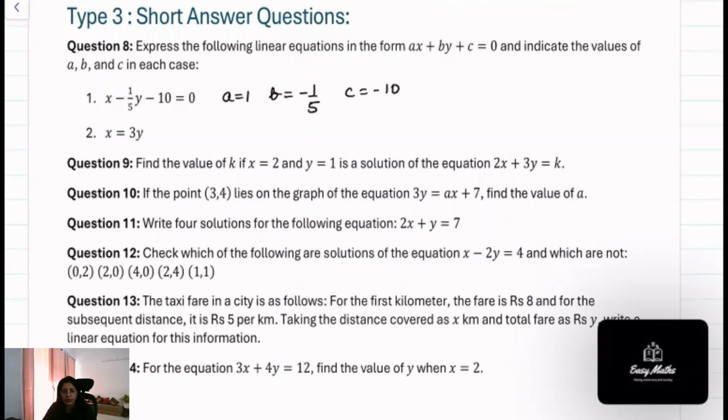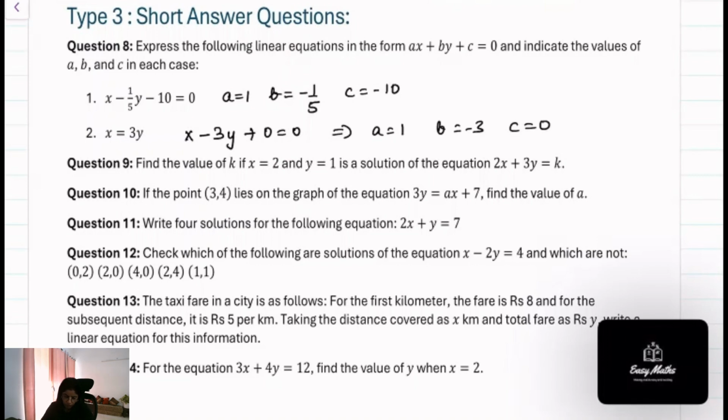So children, be careful with the sign here. Here the standard form is x minus 3y plus 0 is equal to 0. The constant term is 0 here. So it implies a is equal to 1, b is equal to minus 3 and c is equal to 0.